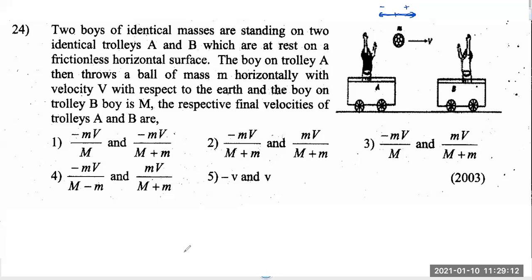So let's see what happens. I might have to draw another separate diagram to analyze this. First of all, the boy inside trolley A, he has the ball. So let's start from one corner. He has the ball in his hand as well.